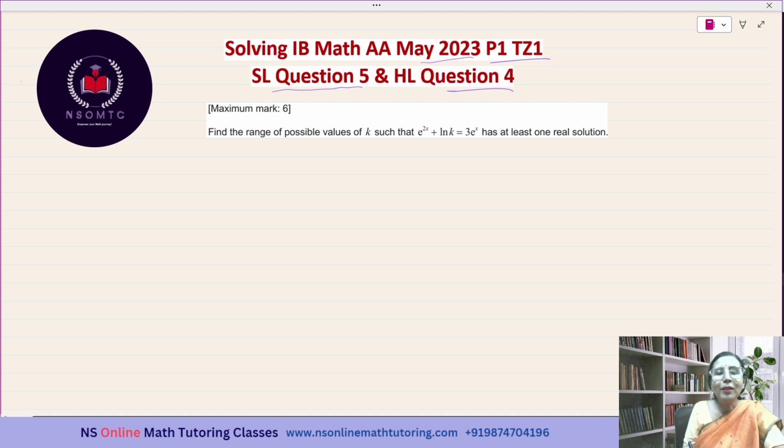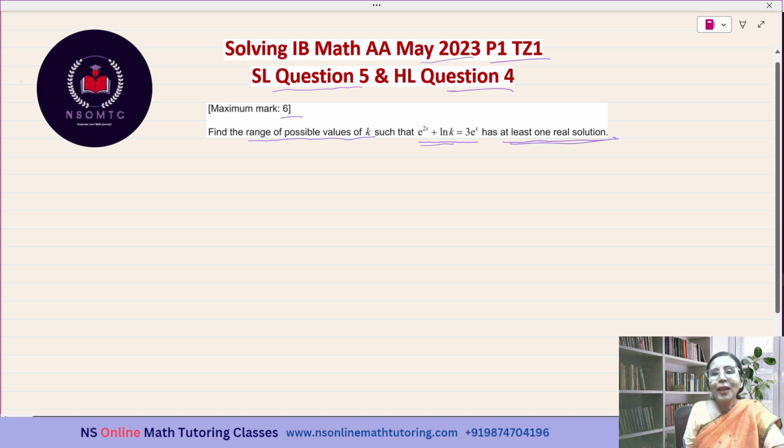The maximum mark for this question is 6. The question is: find the range of possible values of k for which e to the power of 2x plus ln of k equal to 3 e to the power of x has at least one real solution.